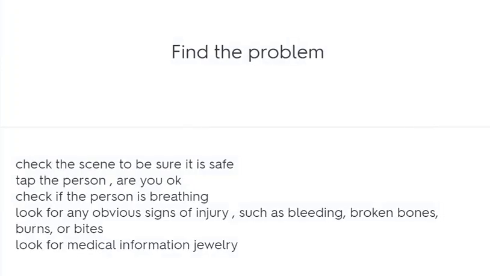Find the problem. Check the scene to be sure it is safe. Tap the person: are you okay? Check if the person is breathing. Look for any obvious signs of injury such as bleeding, broken bones, burns, or bites. Look for medical information, such as jewelry.